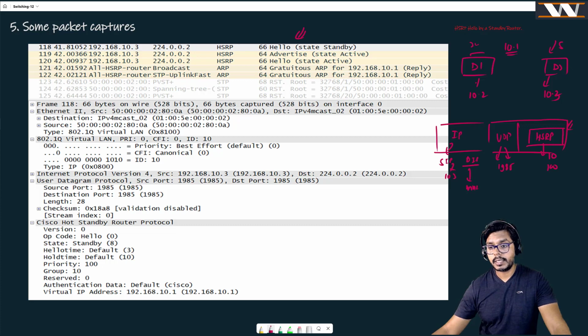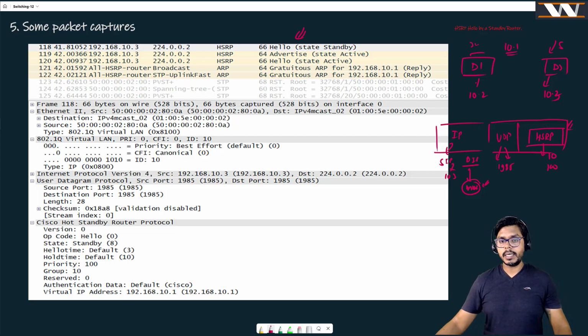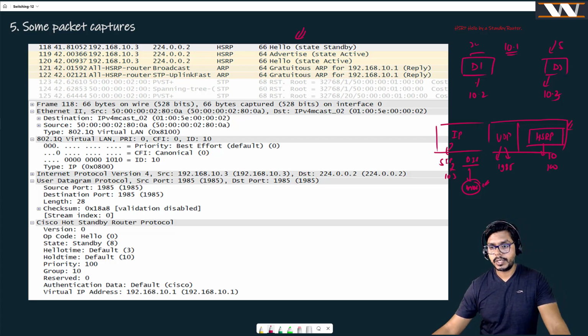The multicast address is, by the way, guys, something we are going to learn in the next course, right? So right now the multicast address, if you see, it is actually 224.0.0.2. This address belongs to all routers. If I have any router, believe me, it always listens on 224.0.0.2. Then it is going to be sent over the Ethernet.